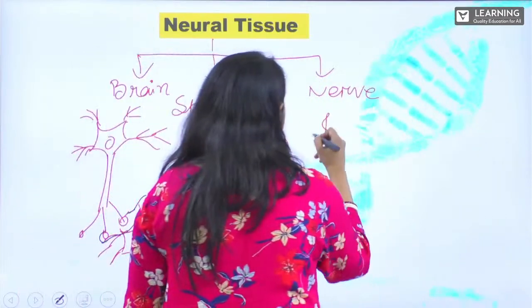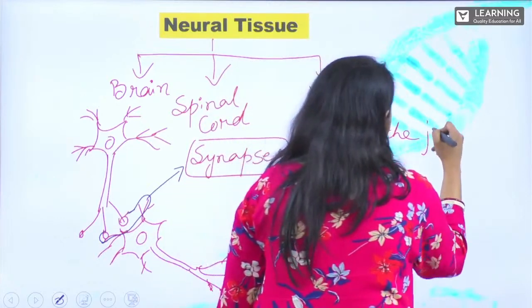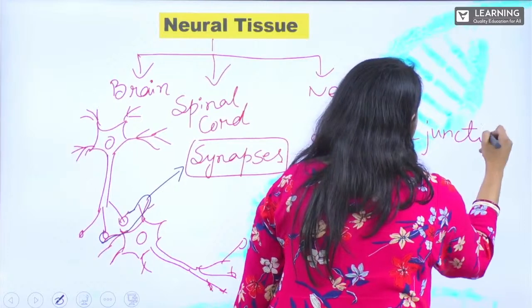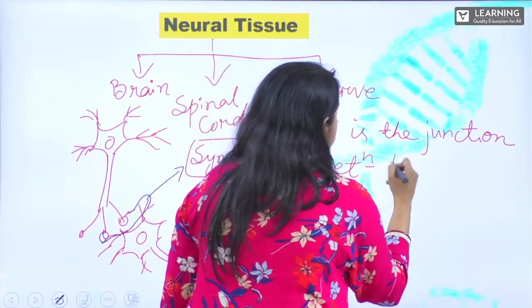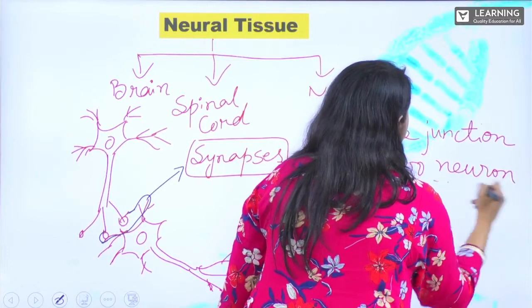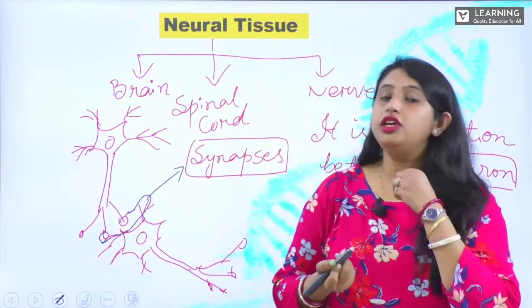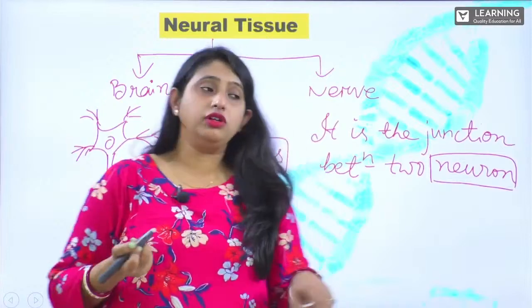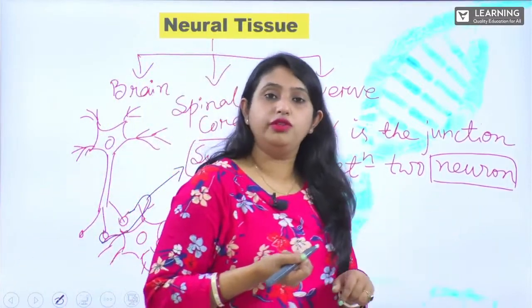It is the junction between 2 neurons. And what is this neuron? This neuron is the functional unit of the nerve cell. This neuron is the functional and structural unit of the nerve cell.